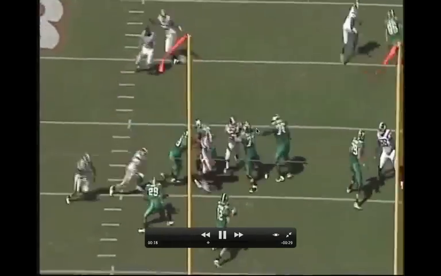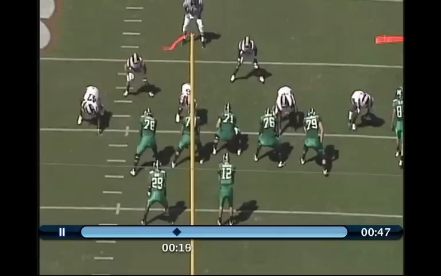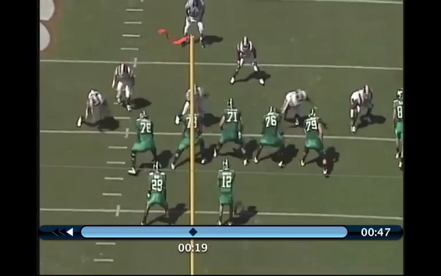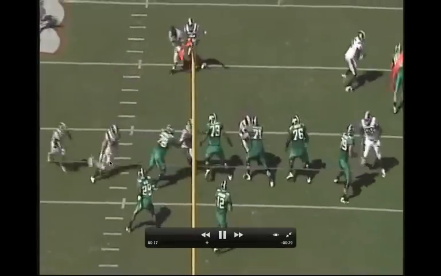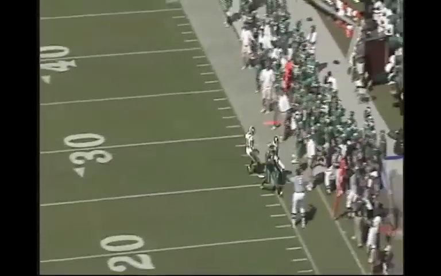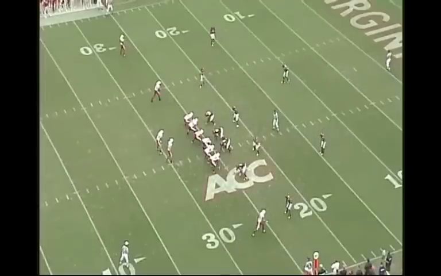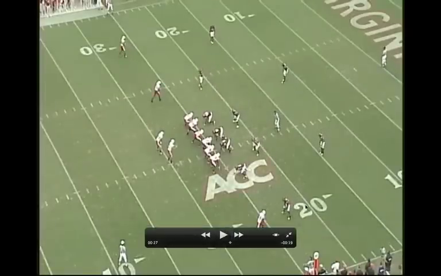Okay, there's the rack, doesn't quite get into the A gap, but a great job by that defensive end opening up the B gap, and you have 2 off the edge to the boundary with the corner and the weak side inside linebacker. Coming from the boundary here as well, you're going to have the corner and the weak side inside linebacker.